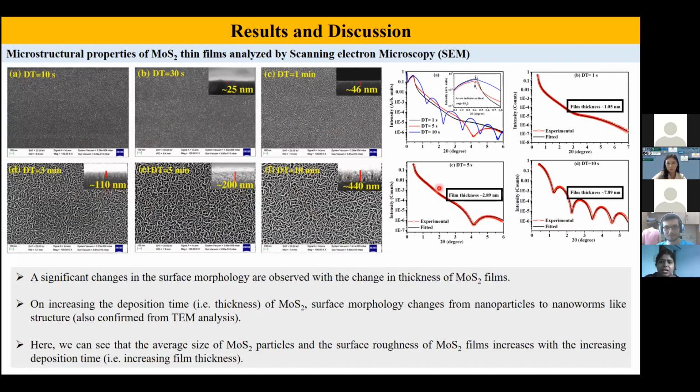And these are the XRR measurements, because the film is very thin for a few seconds of deposition, so we can't do the cross section. That's why I performed XRR to determine the thickness. For 1 second, the thickness is 1 nanometer, for 5 seconds, the thickness is around 3 nanometers, and for 10 seconds, the thickness is around 8 nanometers.